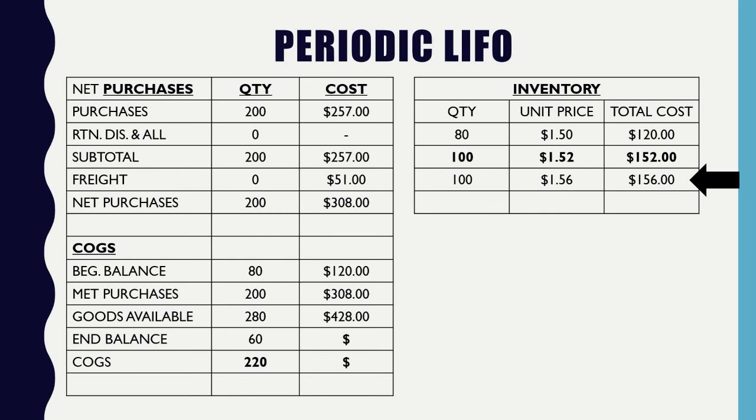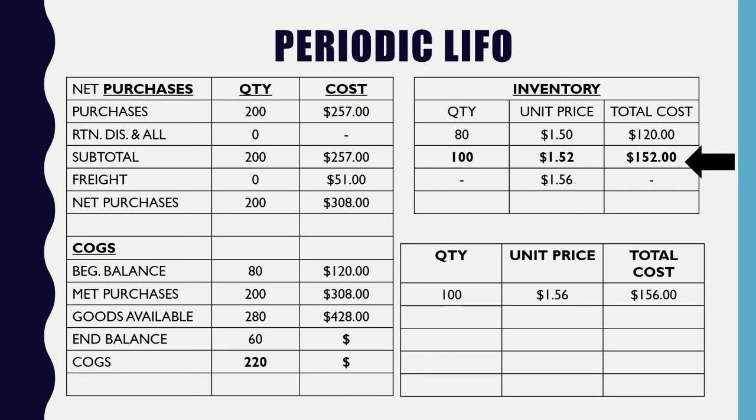So in this case, I need to sell 220 toys. So in this case, I'm going to go ahead and eliminate my first 100 by going from the bottom because that's the rule. That's LIFO for you, right? So we got rid of our first 100.